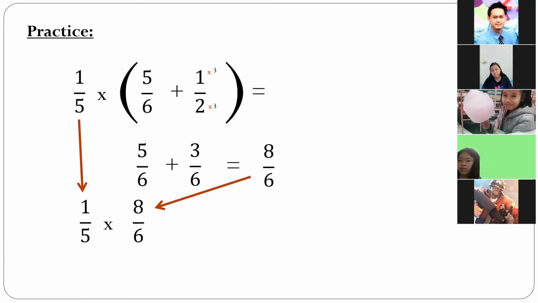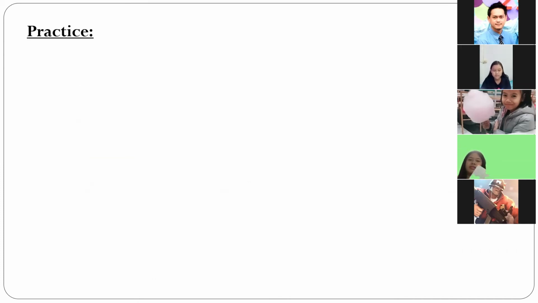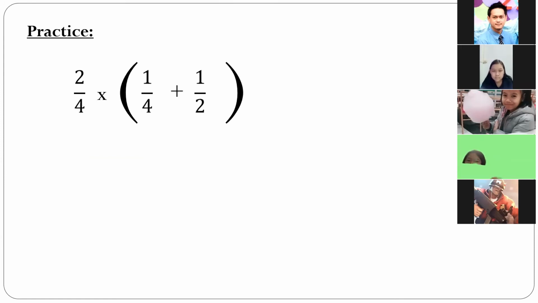Are there any numbers we can cancel? 8 and 6. Very good. So we will have 4 and 3. And now let's multiply. 4 over 15. Okay, very good. Next. 2 over 4 times, open and close parenthesis, 1/4 plus 1/2.